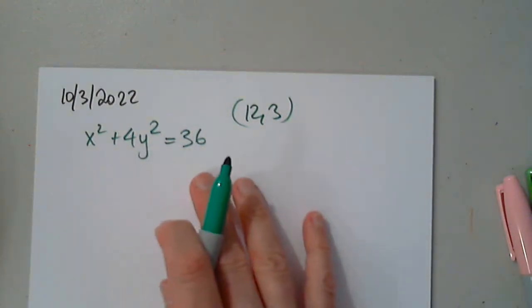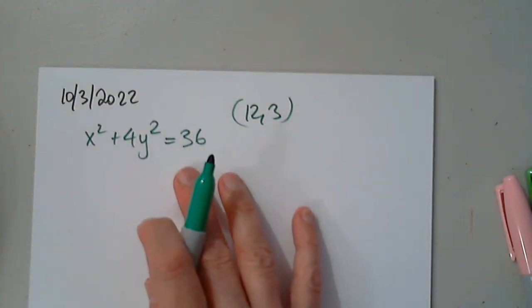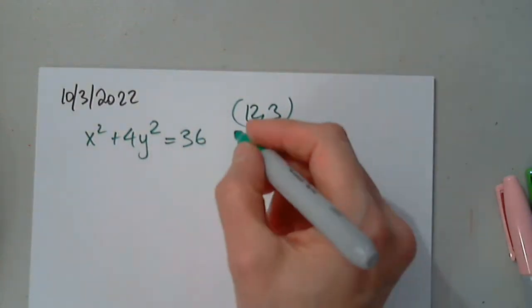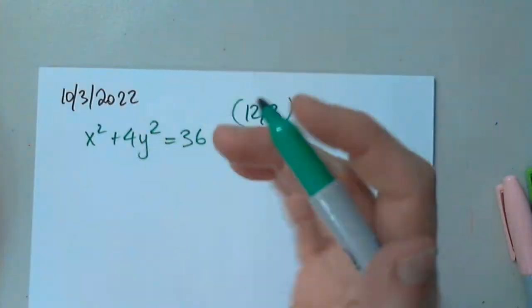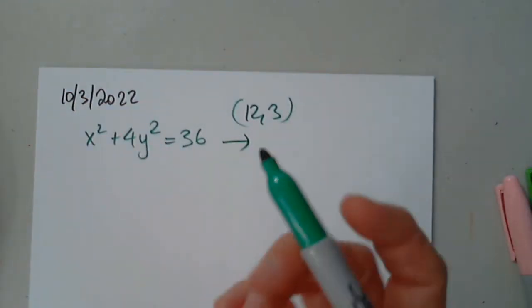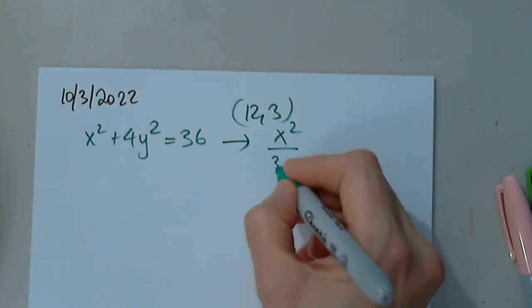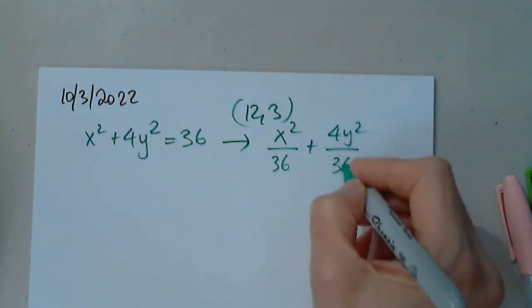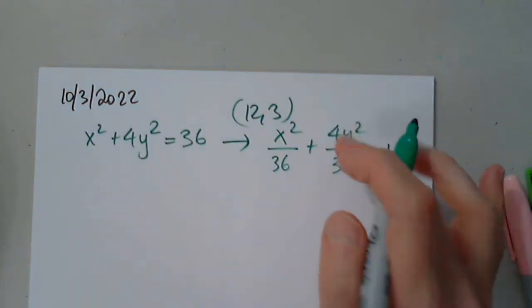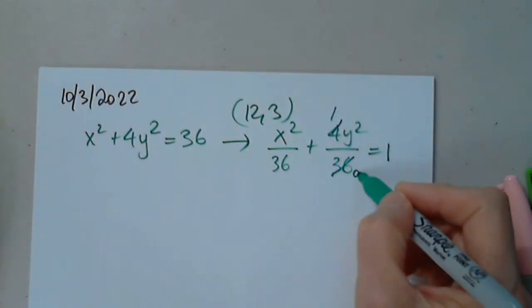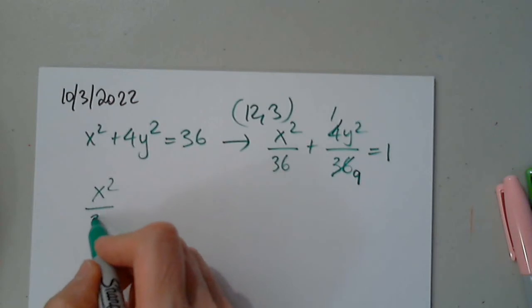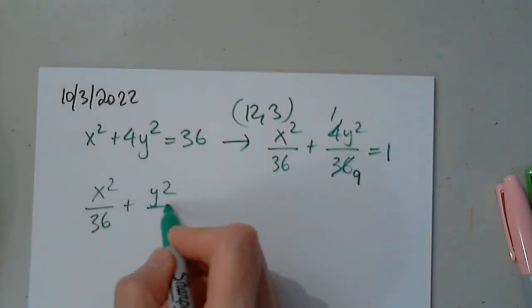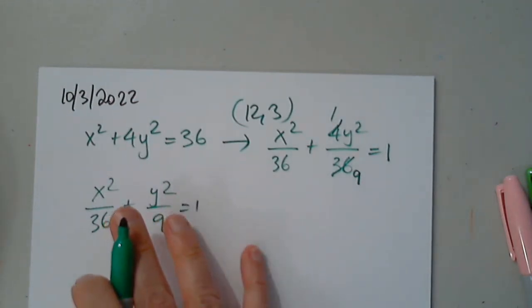So first of all, this is not a function. This is an ellipse, and how do we know? You don't have to do this. I'm just refreshing your memory. We have to divide by 36. So this is x squared over 36 plus 4y squared over 36 equals 1. I will simplify, of course. And then I have x squared over 36 plus y squared over 9 equals 1.